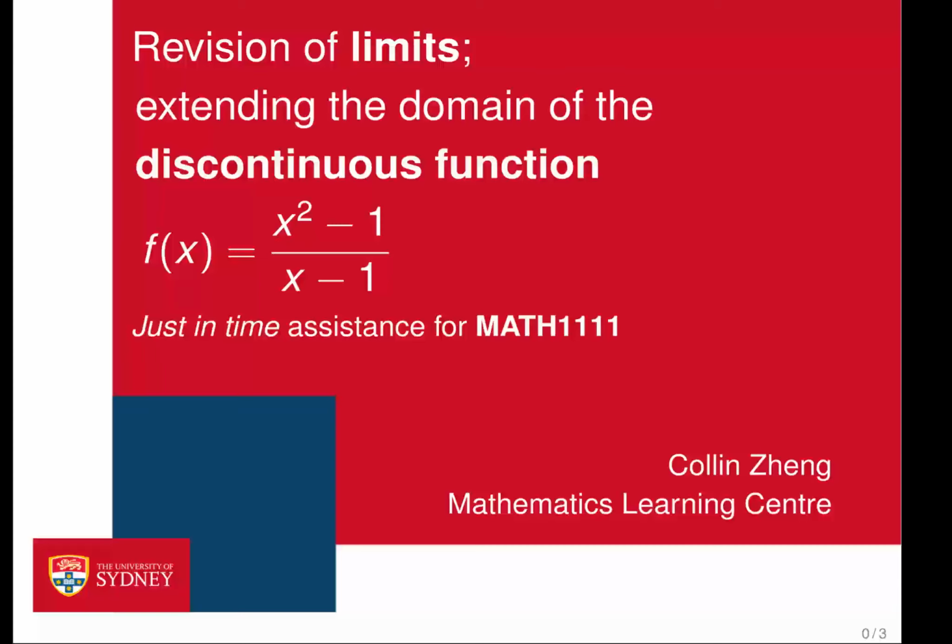Hi, I'm Colin. In this module, we're going to analyze the rational function f of x equals x squared minus 1 all over x minus 1, which has a point of discontinuity at x equals 1. By analyzing this point using limits, we will show how we can make the function continuous by extending its domain to include this point.